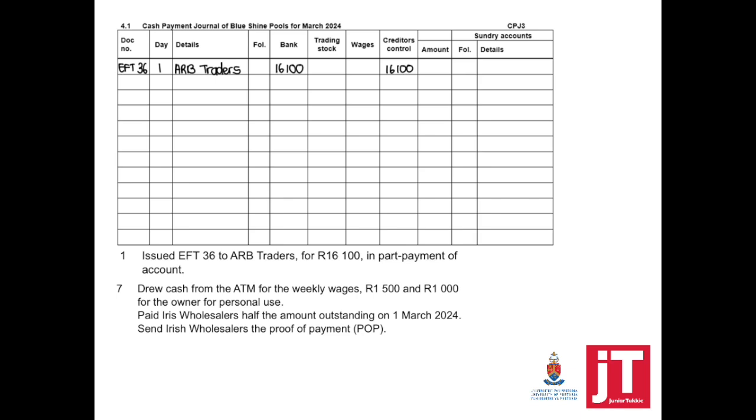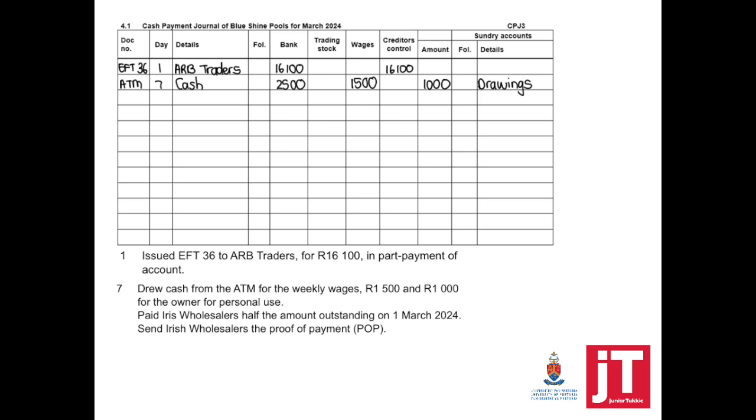On day 7, drew cash from the ATM to pay the weekly wages, 1,500, and 1,000 for the owner for personal use. Another transaction on the same day, paid Irish wholesalers half the amount outstanding on the 1st of March 2024, sent Irish wholesalers the proof of payment. So there are different transactions that happened on the same day. So this must be shown separately. The first part, drew cash from the ATM, means that it's ATM slip. On day 7, cash, for what reason, wages, and then personal use is drawings. In total, 2,500 was drawn from the bank account.